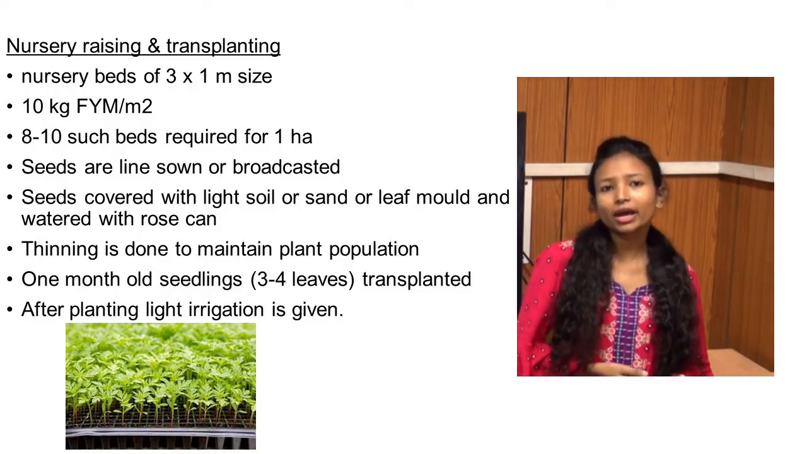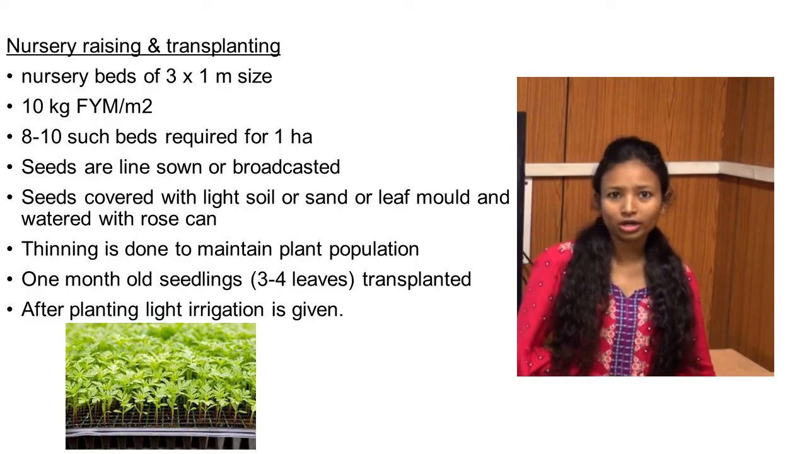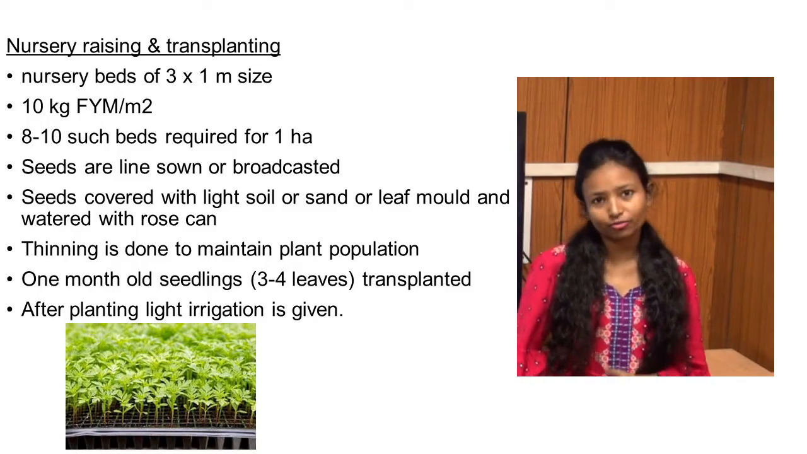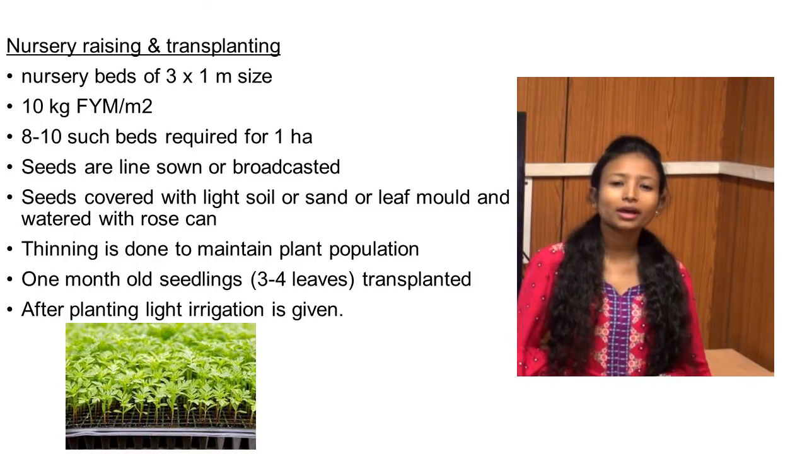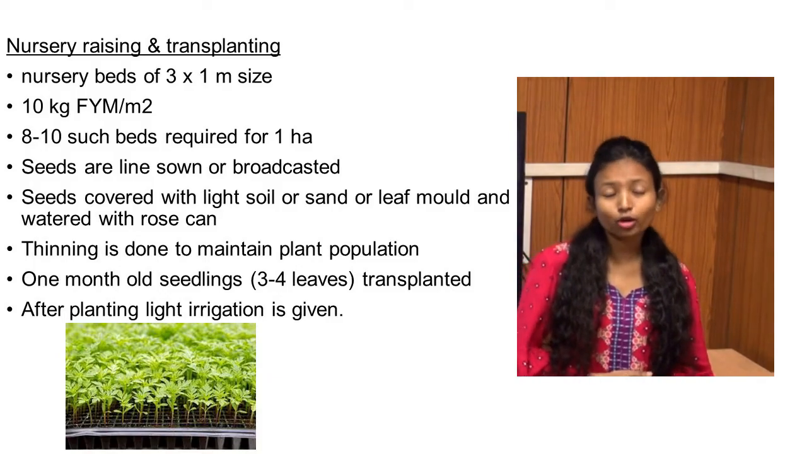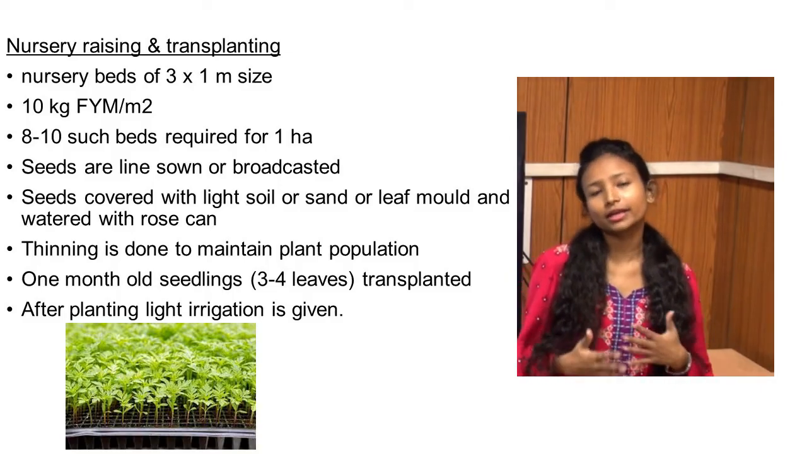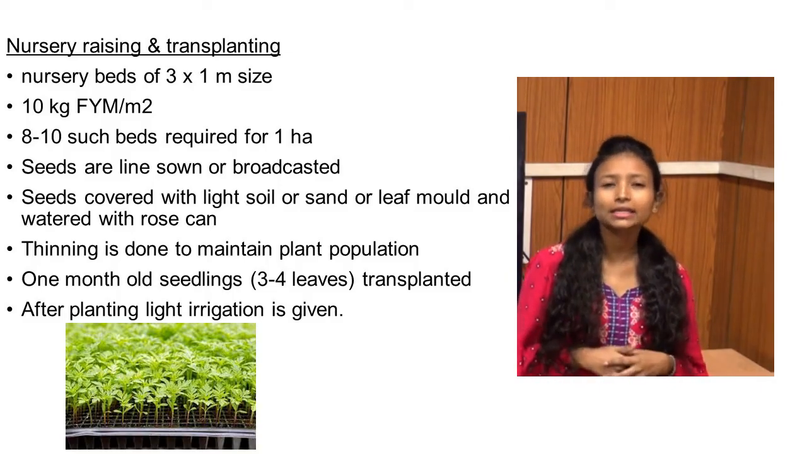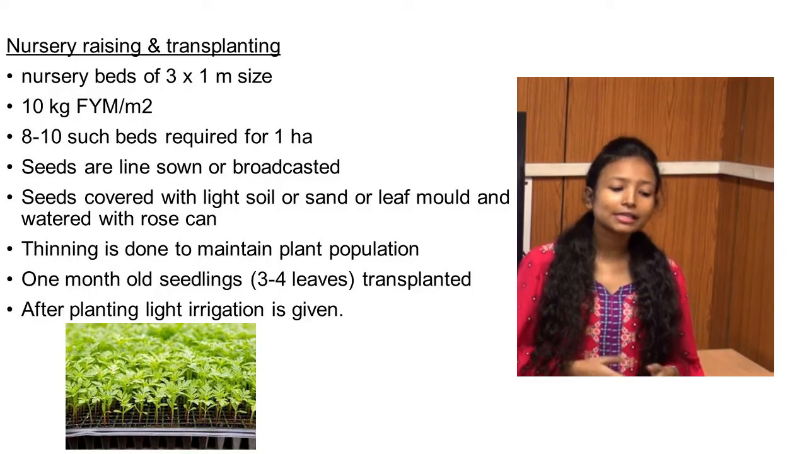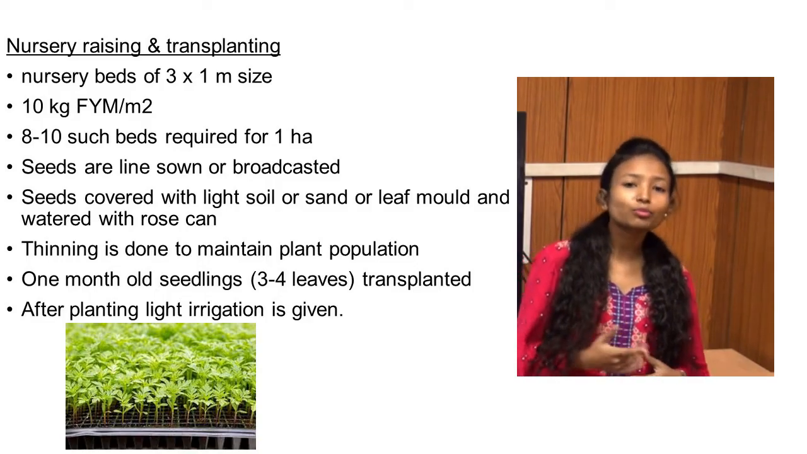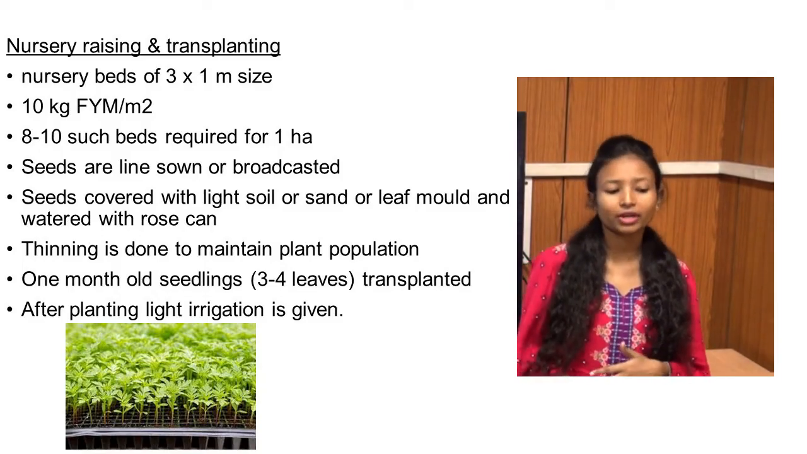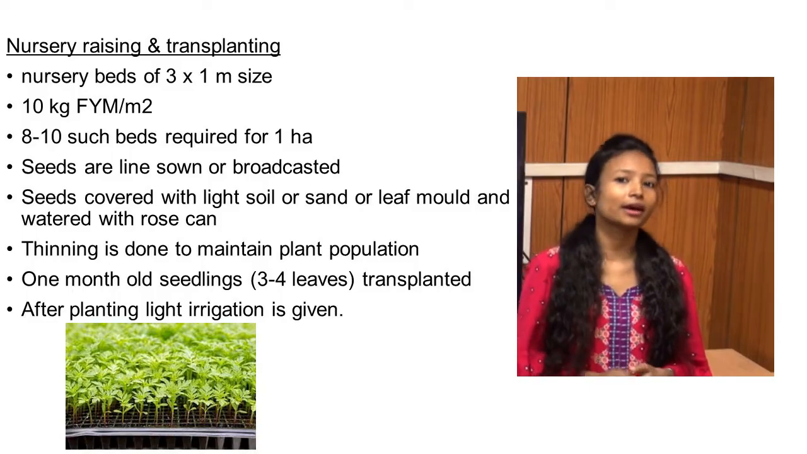Seeds can be either sown in lines or broadcasted, and after sowing, the seeds are covered with light soil or sand or even leaf mold, and immediately after sowing they are irrigated very lightly with the help of a rose can. Thinning is an important operation to reduce the plant population, so that there is not so much competition among the seedlings for light, space and nutrients. So it's a healthy practice. For transplanting, 1 month old seedlings having 3 to 4 leaves are transplanted in the main field, and immediately after transplanting they are irrigated.